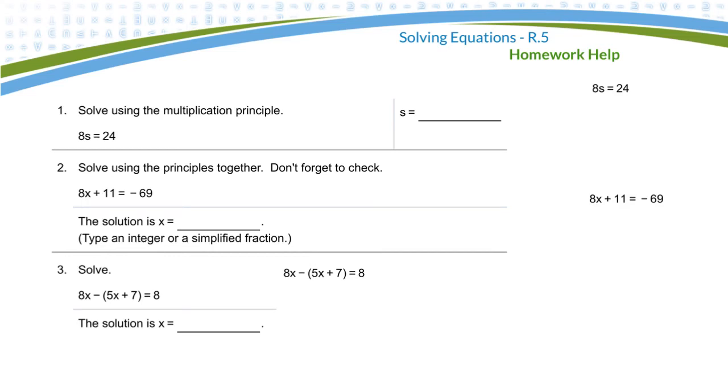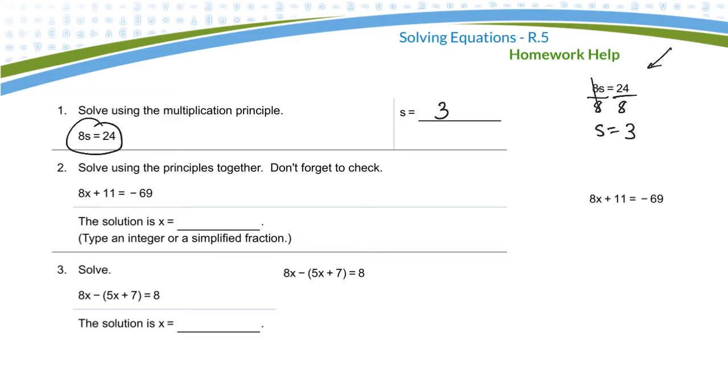In this video, I'm just going through the homework for section R.5, so hopefully your questions are similar. We're asked to solve this first question, 8s equals 24. Since s is being multiplied by 8, I can use the division principle to isolate s. And when you solve an equation, that's what you're wanting to do, isolate the variable you're looking for. So 24 divided by 8 is 3. So s is equal to 3.